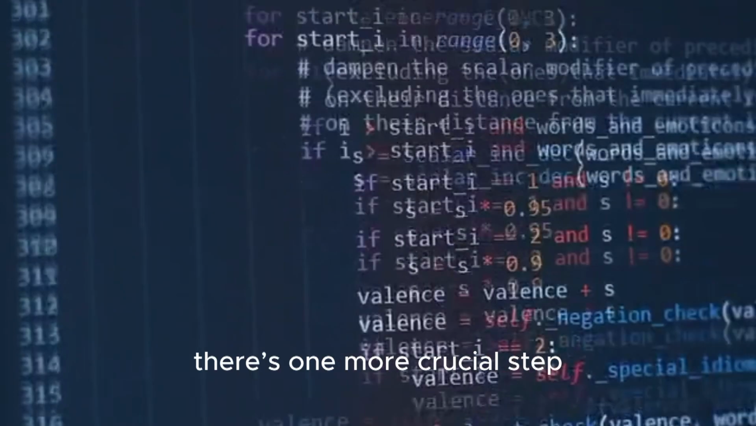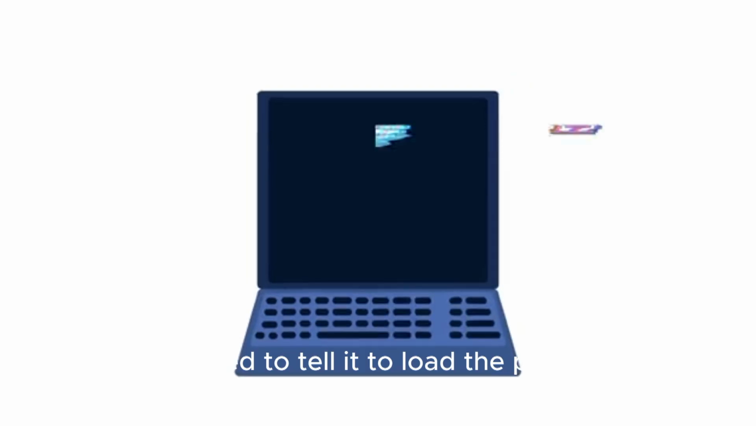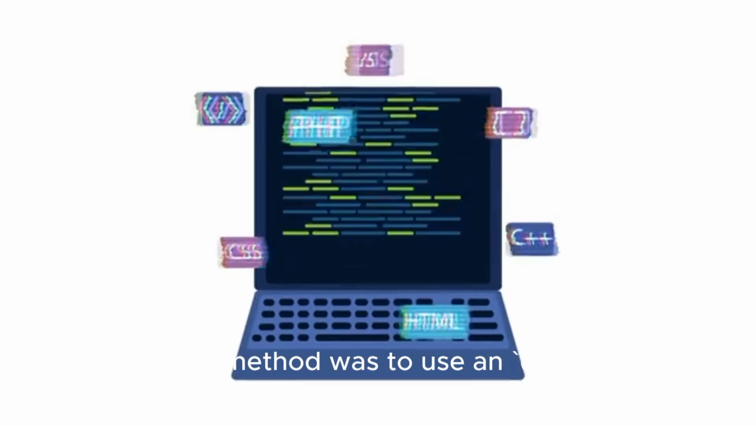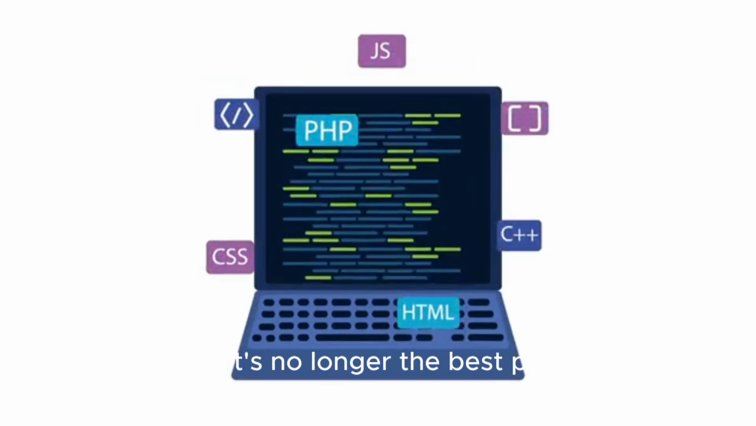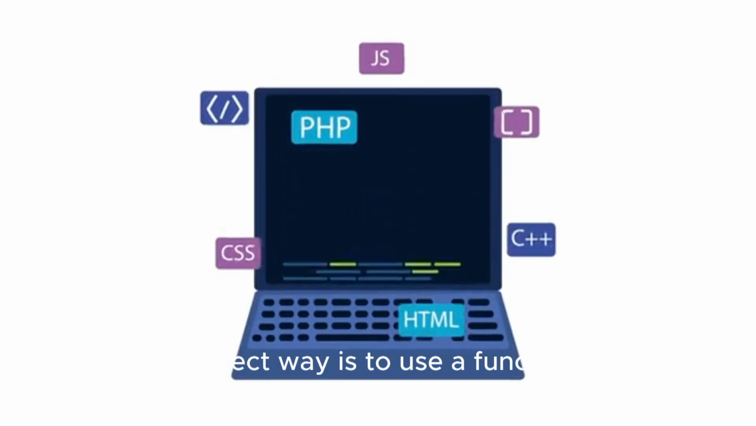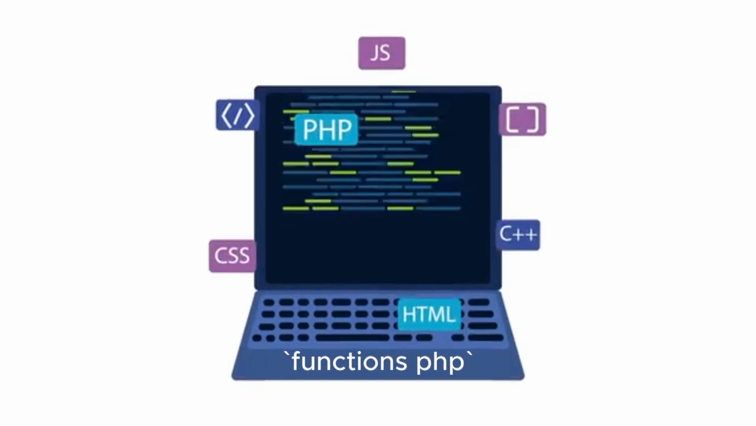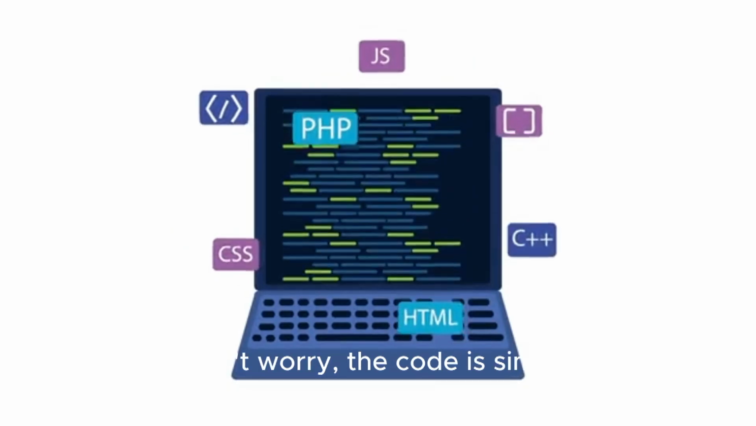However, there's one more crucial step. Your child theme now exists, but it doesn't have any of the parent theme's styling yet. We need to tell it to load the parent style.css file. The old method was to use an @import rule in your child theme's style.css, but that's no longer the best practice as it can slow down your site. The modern, correct way is to use a function. Inside your child theme folder, create another file named functions.php. Don't worry, the code is simple.